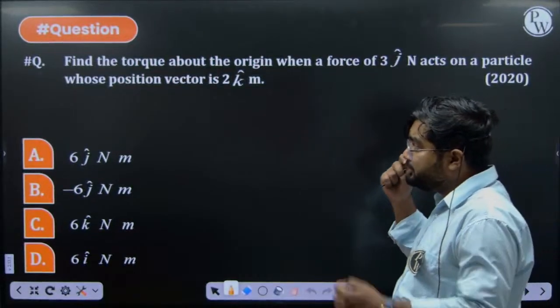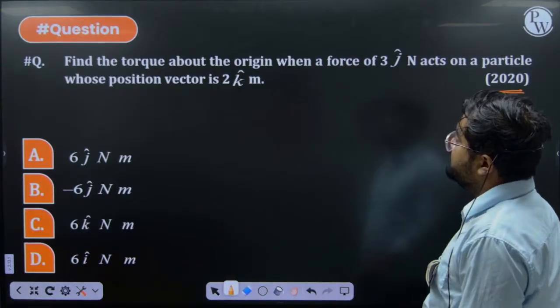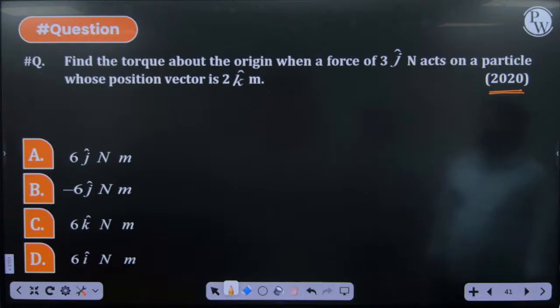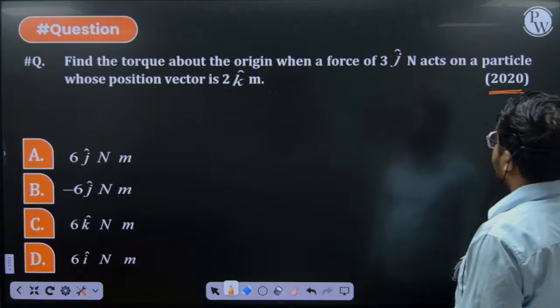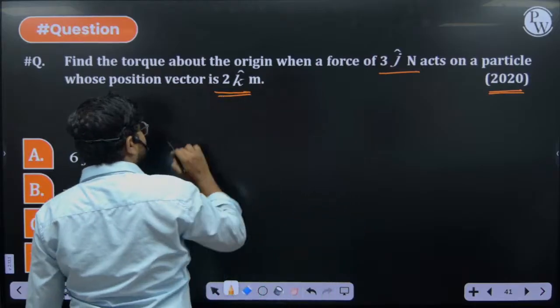So a very simple question here, and it was asked in 2020. Find the torque about the origin when a force of 3 j cap Newton acts on a particle whose position vector is 2 k cap.